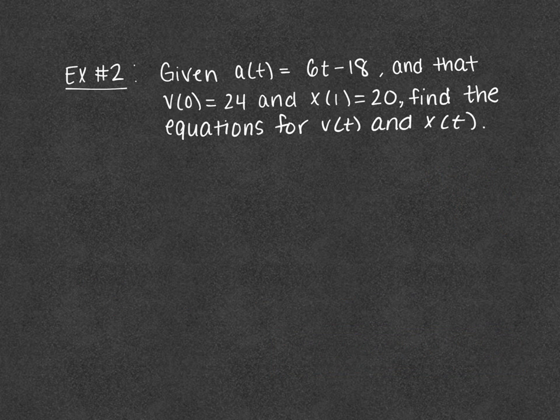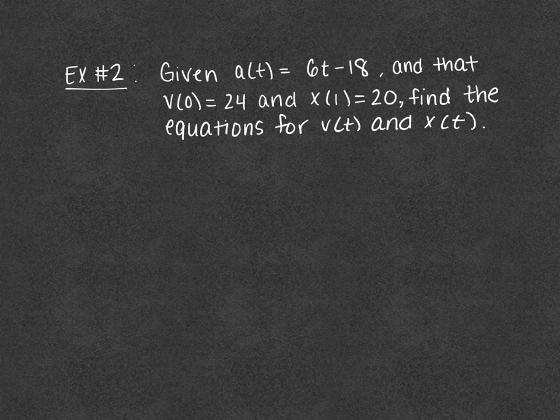Okay, so I'd like to try another example. Here I'm giving you the acceleration function and that the velocity function at 0 is 24. What that means is at time 0, my velocity is 24. And I'm giving you x of 1 is 20, which means my position at time 1 is 20. I want you to find the equations for both v of t and x of t.